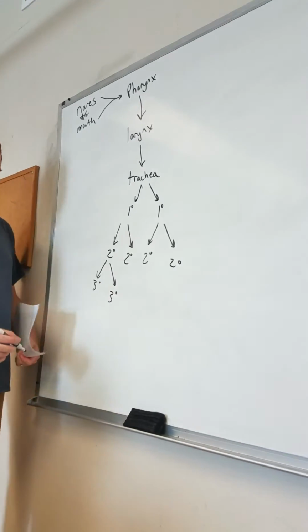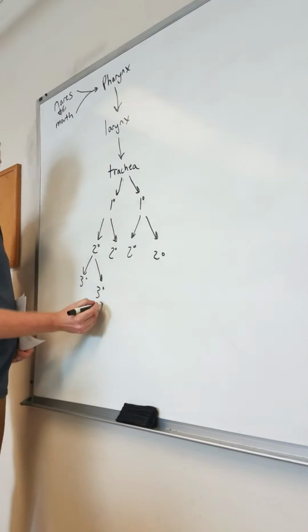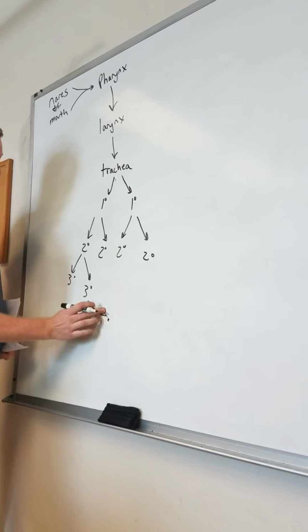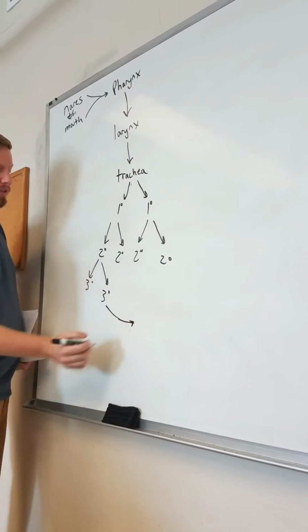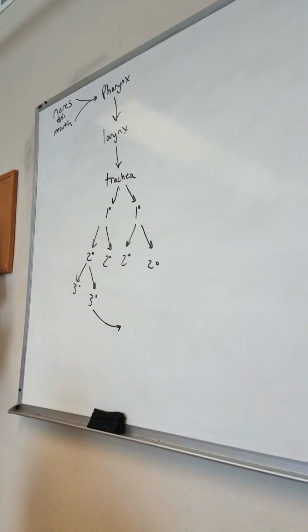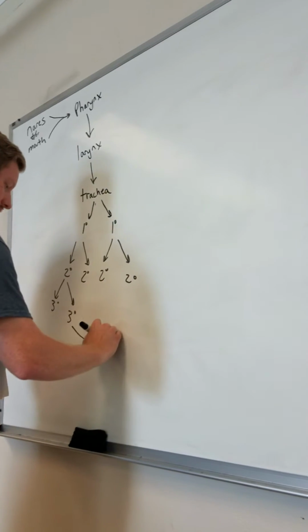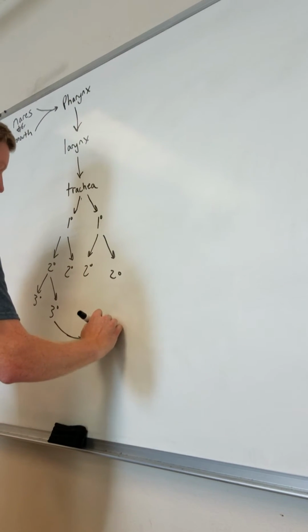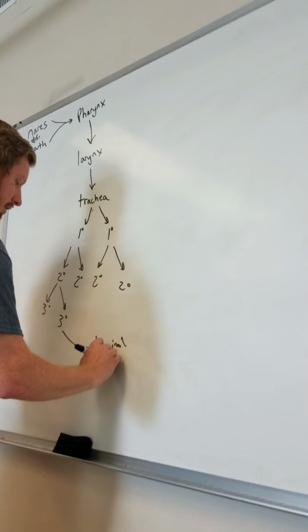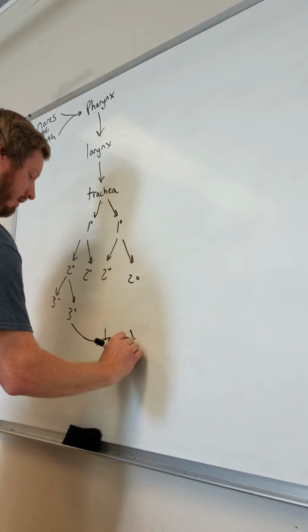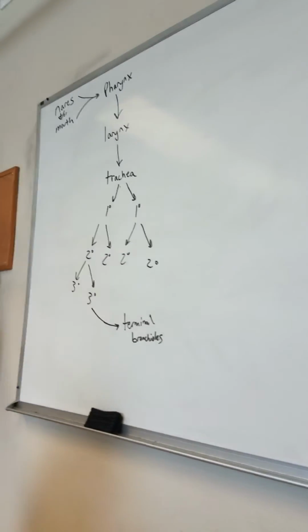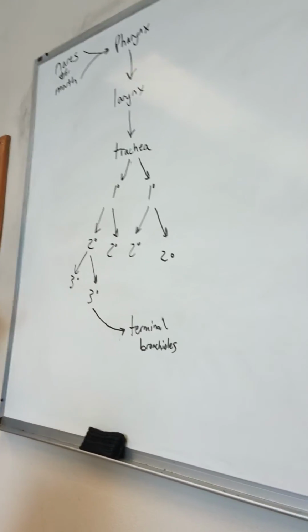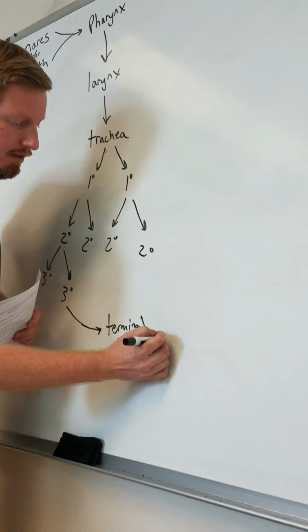All right, so if I just pick one of these 3, what comes after that? At 3, those we'll just say go to the terminal. So it goes to the terminal bronchioles. And remember, at the end of that are going to be the alveoli.